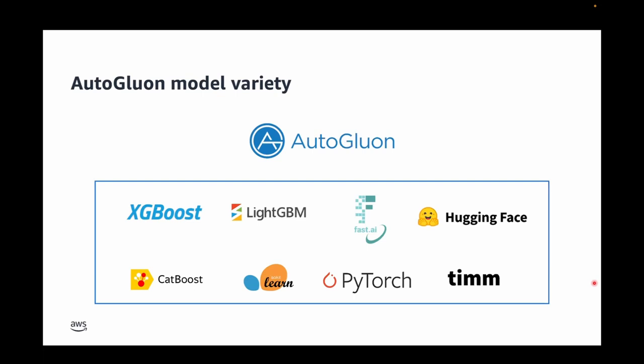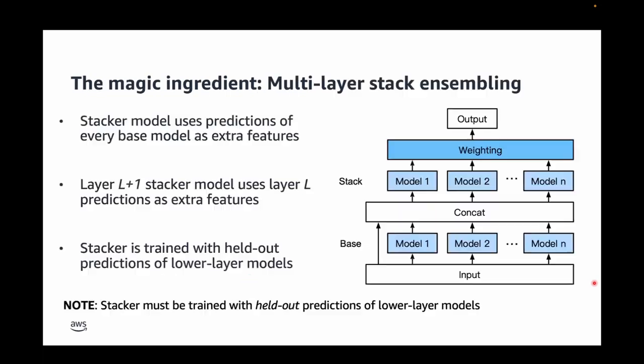And then AutoGluon learns to combine these models to get the best possible results from the data set that the user provides. And like I said before, the main, yes? Could an ensemble actually have the same model with different data types? Like, could we have two of the same model? Yes, exactly. So that's also possible.